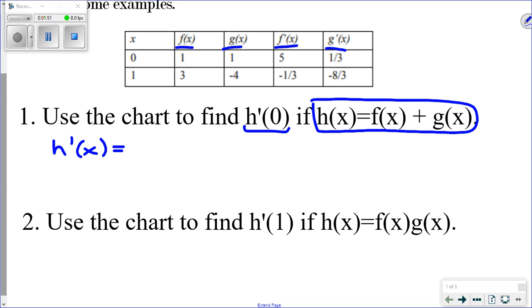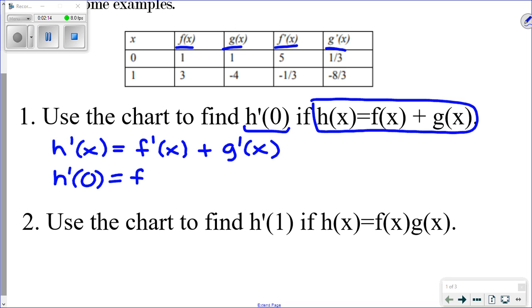So if you remember, this was one of our properties for derivatives. If you are finding the derivative of a sum of two functions, you can just find the derivative of each function separately and add it together. So h prime would just equal f prime plus g prime. Okay, and then to find h prime of 0, we're just going to replace x with 0.